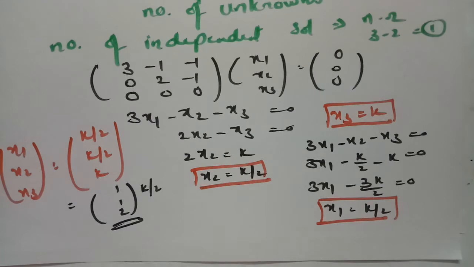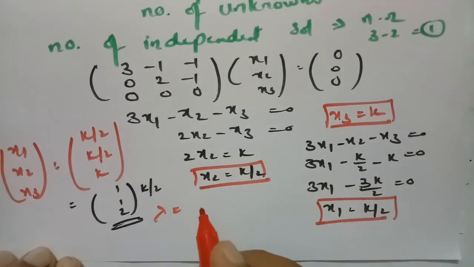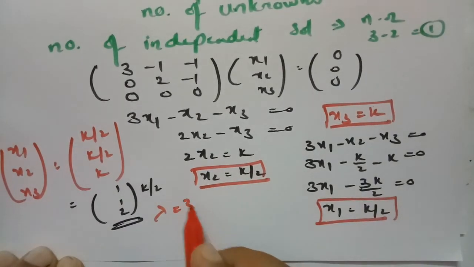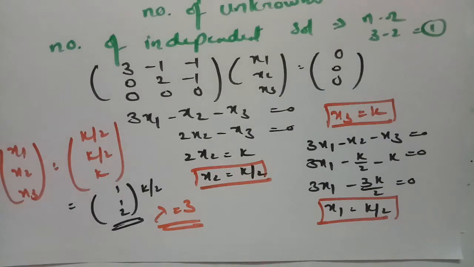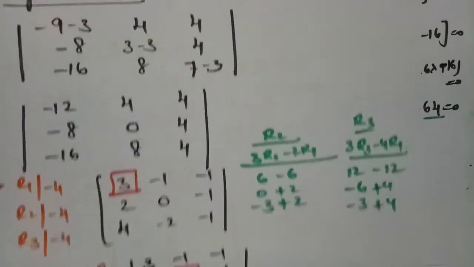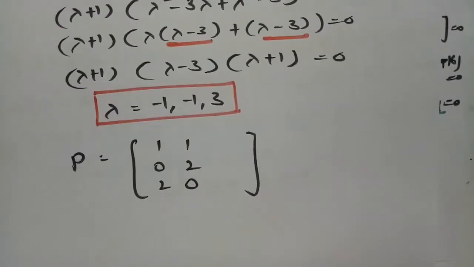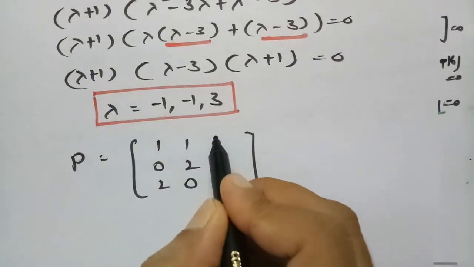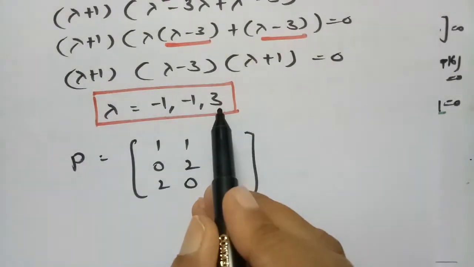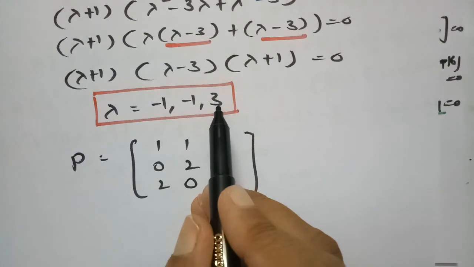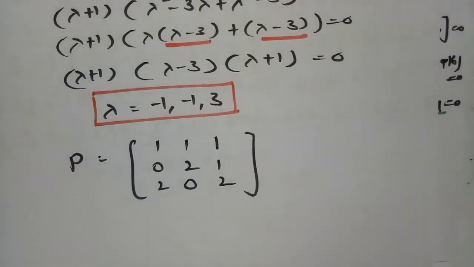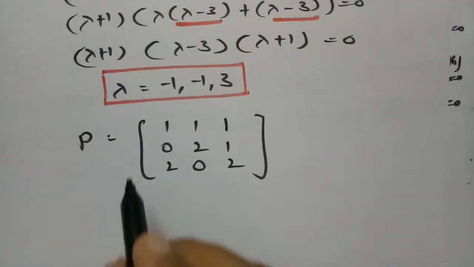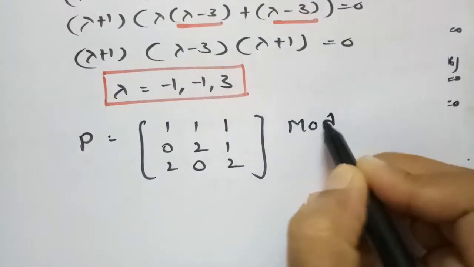So this is the eigenvector related to the eigenvalue lambda is equal to 3. So for lambda is equal to 3, this is 1, 1, 2. So now I am going to write here the characteristic vector, that is 1, 1, 2 with respect to the eigenvalue lambda is equal to 3. Now this will be the model matrix.